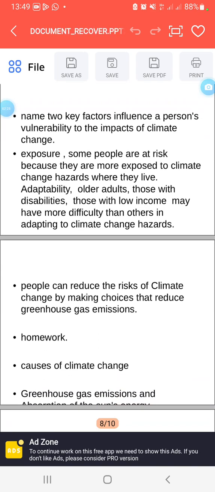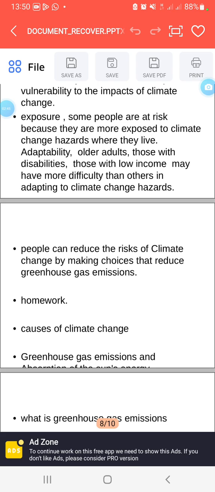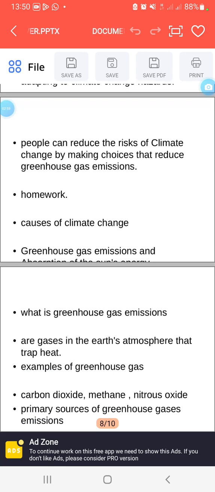Name 2 key factors that influence a person's vulnerability to the impacts of climate change. Exposure. Some people are at risk because they are more exposed to climate change hazards where they live. Adaptability. Older adults, those with disabilities, and those with low income may have more difficulty than others in adapting to climate change hazards. People can reduce the risk of climate change by making choices that reduce greenhouse gas emissions.